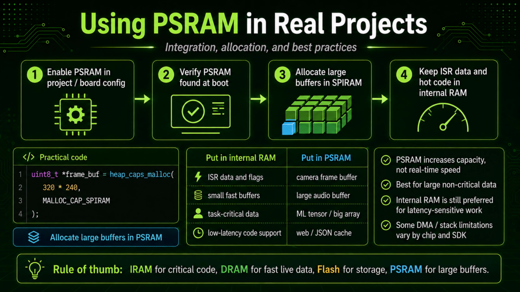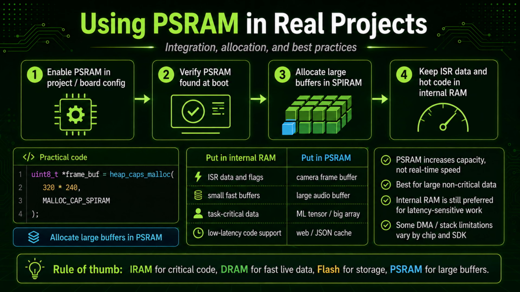Finally, let's see how we actually use PSRAM in a real ESP32 project. The first step is hardware. Your ESP32 module or board must physically include supported PSRAM, or your custom hardware must connect a compatible device correctly. The second step is enabling PSRAM support in the ESP-IDF project configuration. During startup, ESP-IDF can detect and initialize the external RAM. Once PSRAM is available, we can begin using it for large allocations.